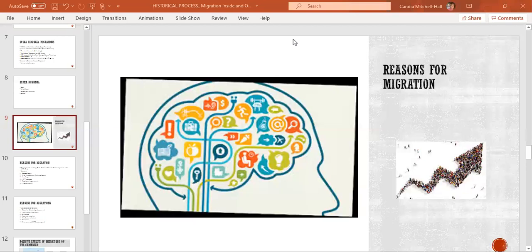Any other reason? To escape crime and violence. Escape crime and violence. Somebody mentioned that. I always hear that. I've heard that in the previous class. Give me another. Well, expound on that, crime and violence.